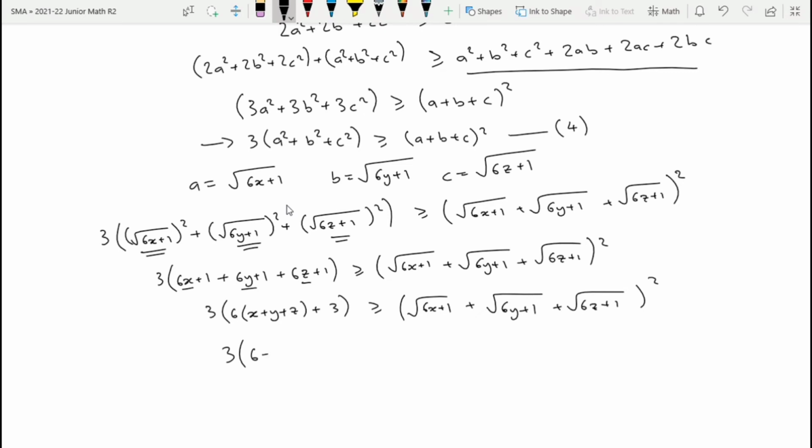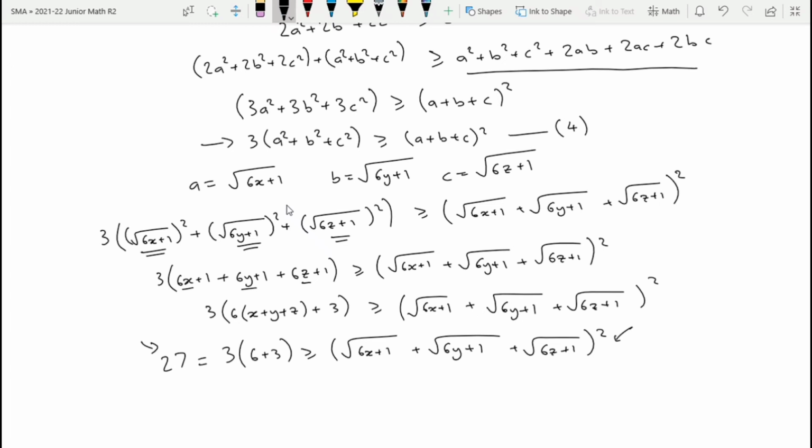So this is 3 into 6 plus 3 greater than or equal to square root of 6x plus 1 plus square root of 6y plus 1 plus square root of 6z plus 1 all squared. And then when we simplify the left hand side, we get that this is equal to 27. That's 3 times 9, 27. Then what we're going to do now is take the square root of both sides of this inequality. So we're going to take the square root of 27, and the square root of this other expression here squared.